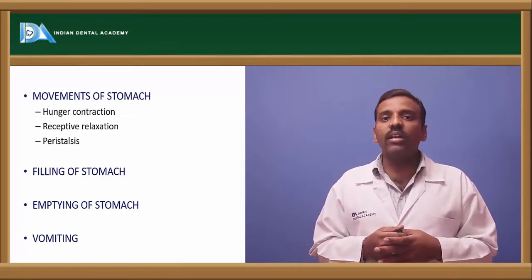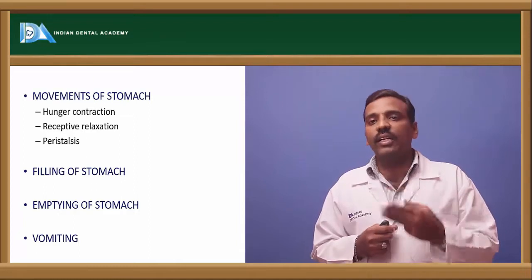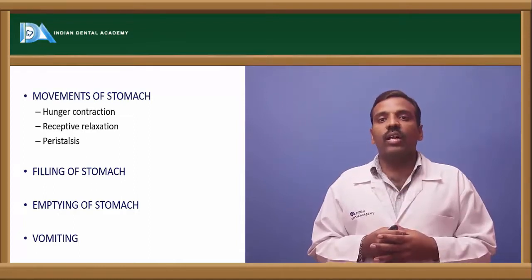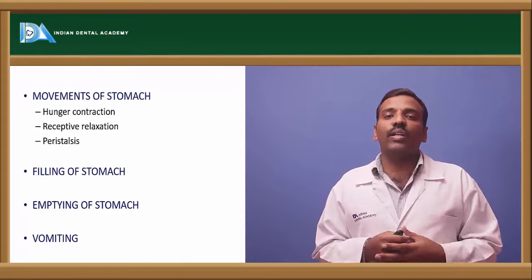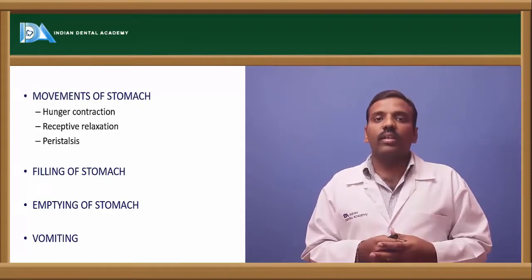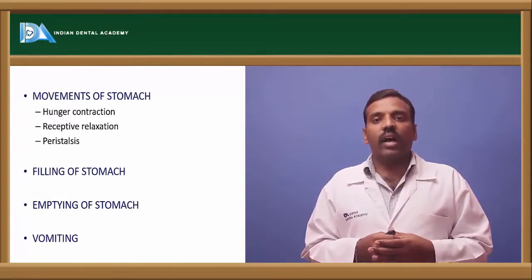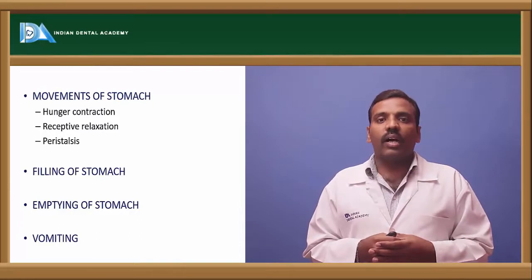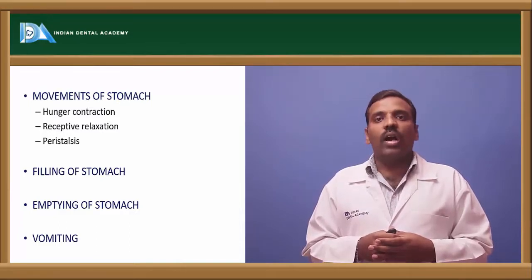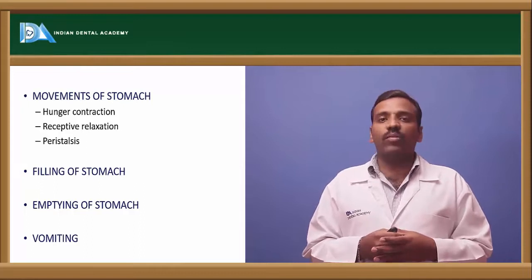Another movement is the movement of the stomach. In the hunger contractions, there are three types of hunger contractions that occur after completion of the food processing or the digestion process. One is hunger contractions type 1, hunger contractions type 2, and hunger contractions type 3. And the next is the filling of the stomach.